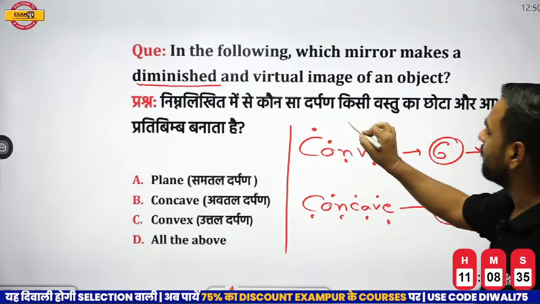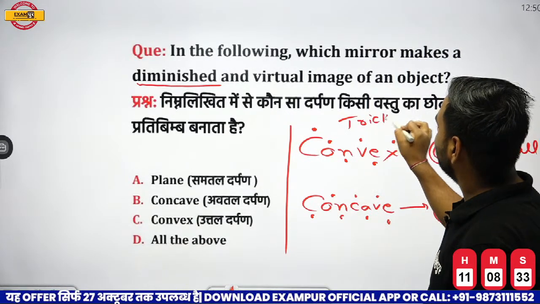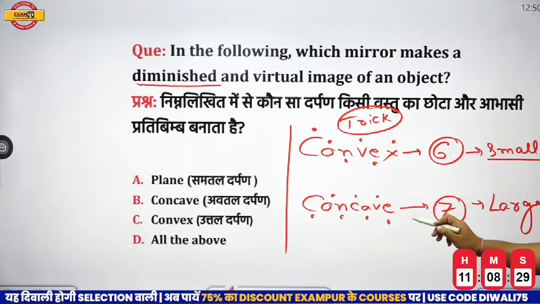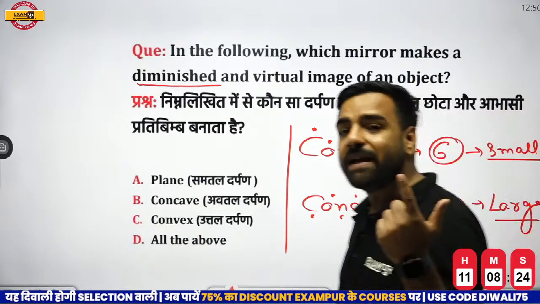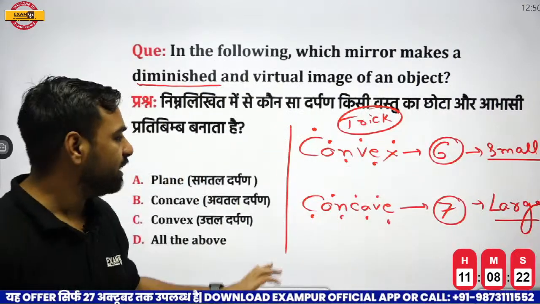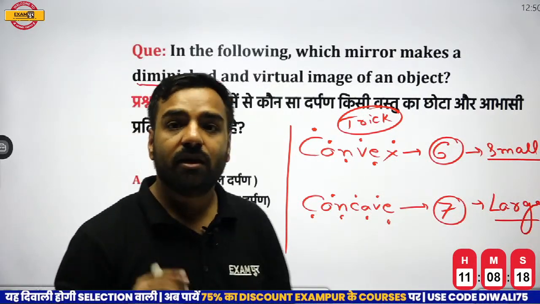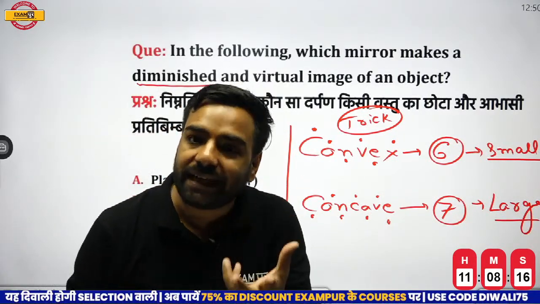This is just a trick. I'm writing here, this is just a trick. Don't think it is logic. Fine. Lesser number of letters, small image. Larger number of letters, large image. So if someone is asking for the magnified image, at that location we will be using a concave mirror. Now just imagine where we will be using it for the larger image: for the shaving mirrors, for the dentist, right?